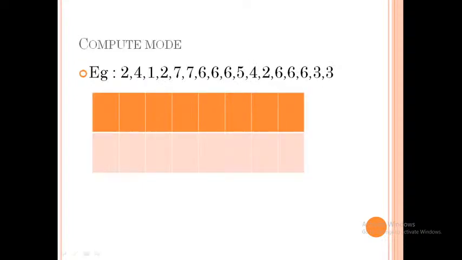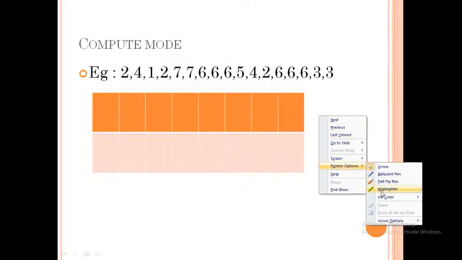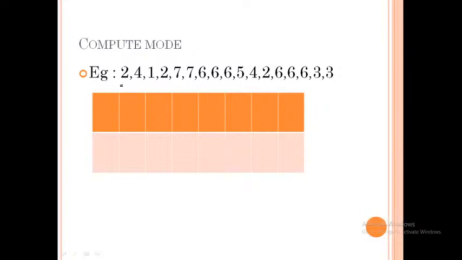First, if you get a question like this, compute mode. This is a simple question, the kind you usually get. When you get a question like this, first you have to make a frequency distribution table. We have already explained how to make a frequency distribution table in the previous tutorials. Now this is the question: 2, 4, 1, 2. This can be a measure of anything, simply a set of observations.